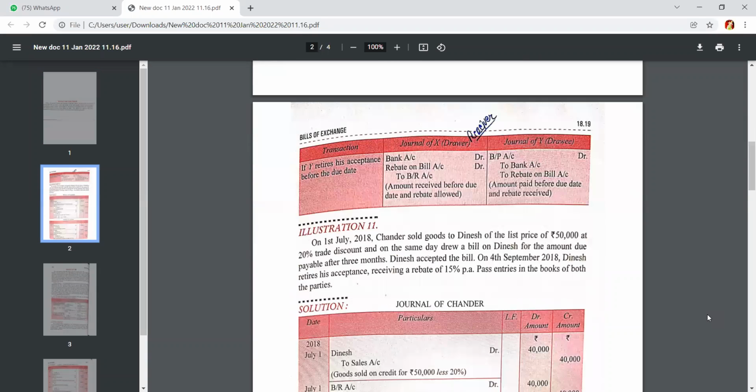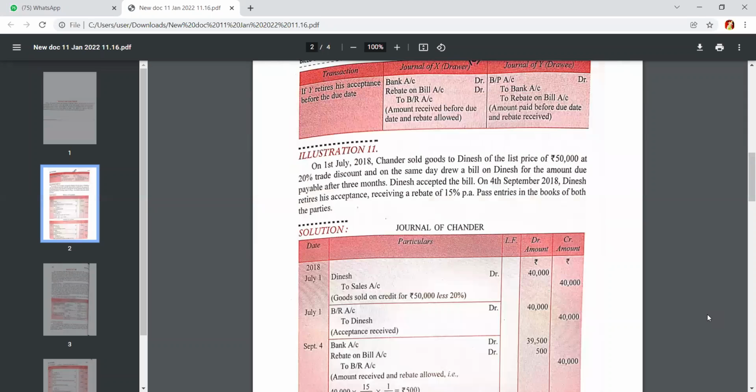See how the entry is to be worked over here. Suppose Y has given its acceptance and before the due date Y pays the bill back. It means he will get some privilege, and that will be rebate. So before the due date, at the time of the payment received, the entry will become: bank account debit, rebate on bill account debit, to BR account.